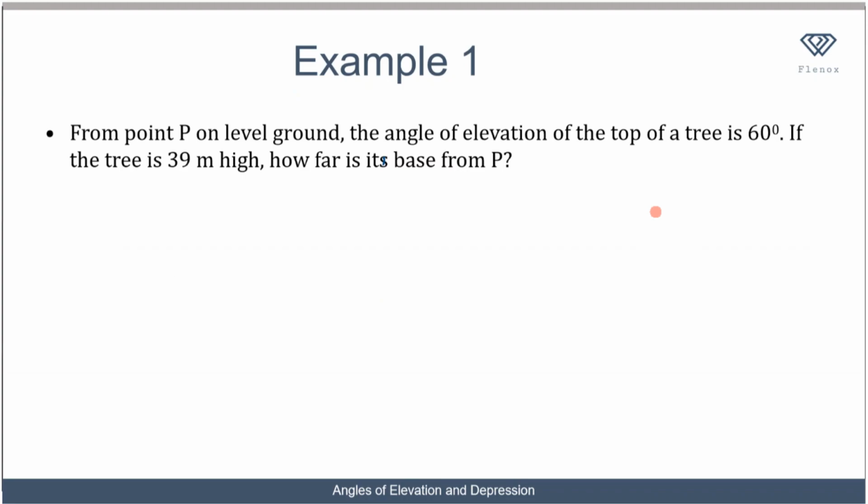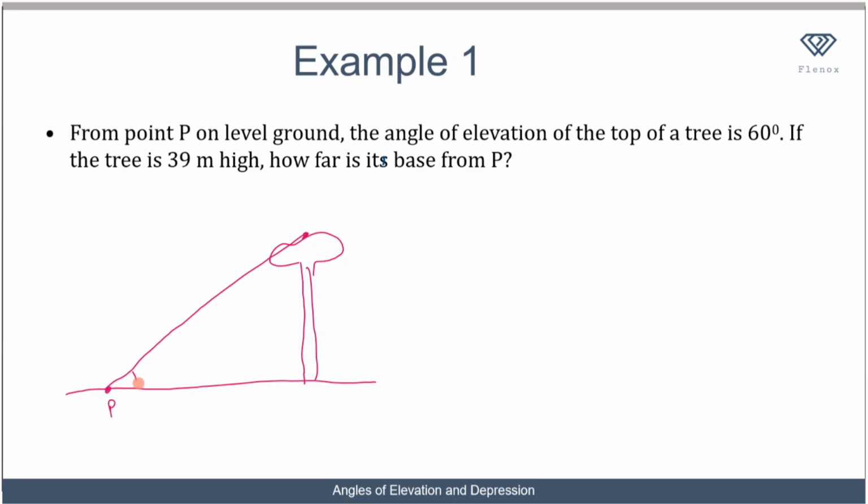In this example, we are told that from point P on a level ground, so let's try to sketch that out. You have a level ground. This is level ground. I have a point P on the level ground. The angle of elevation of the top of a tree is 60 degrees. So now on this level ground, you also have a tree over there. This is the tree. And the angle of elevation of the top of the tree: from P you have a straight line of sight to the top of the tree.